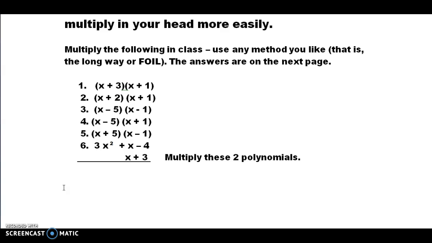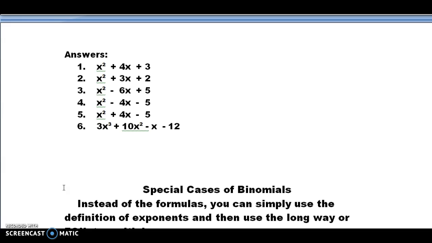If you want to check your answers before we proceed, then you can go ahead and stop it and check those answers on the next page. So we'll pause it here, and then you can continue. Here were the answers if you wanted to go ahead and double check those again.